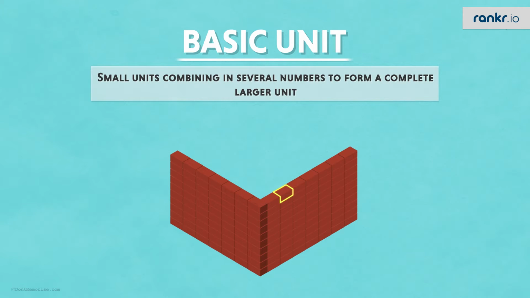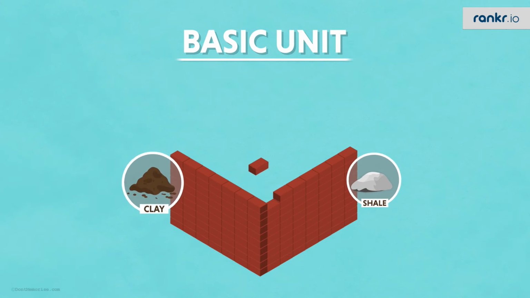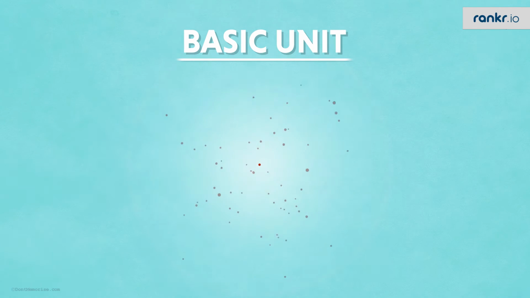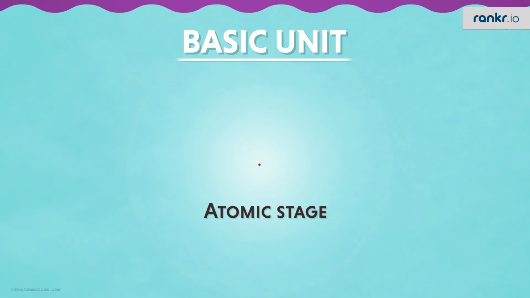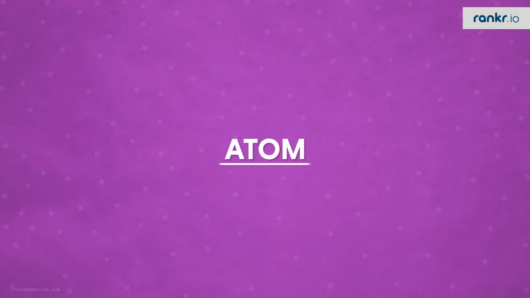They're generally made up of clay and shale. But if we continue dividing it further, we will reach a stage where no further division is possible. And what is this stage called? Yes, we reach the atomic stage. This is what we've been learning about from our previous videos. Now let us understand this concept of atoms in some more detail.